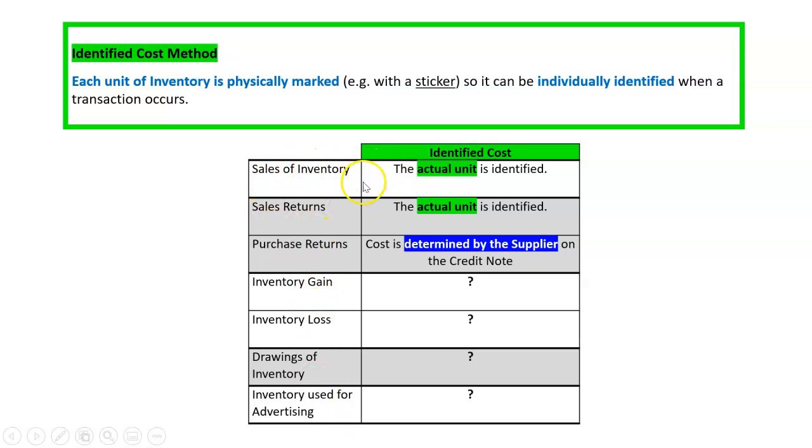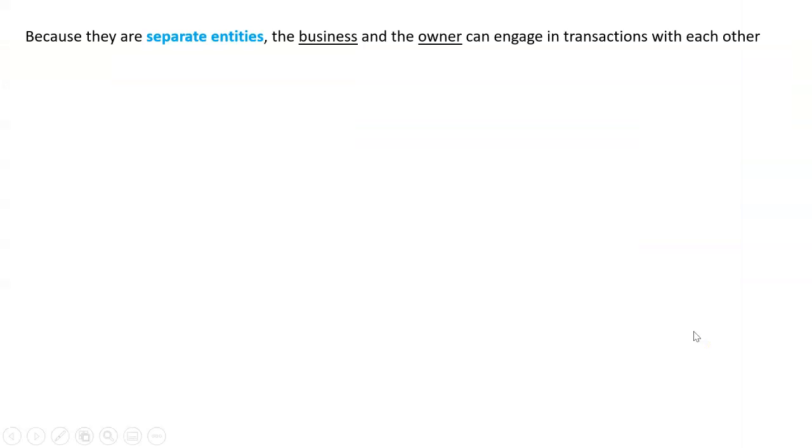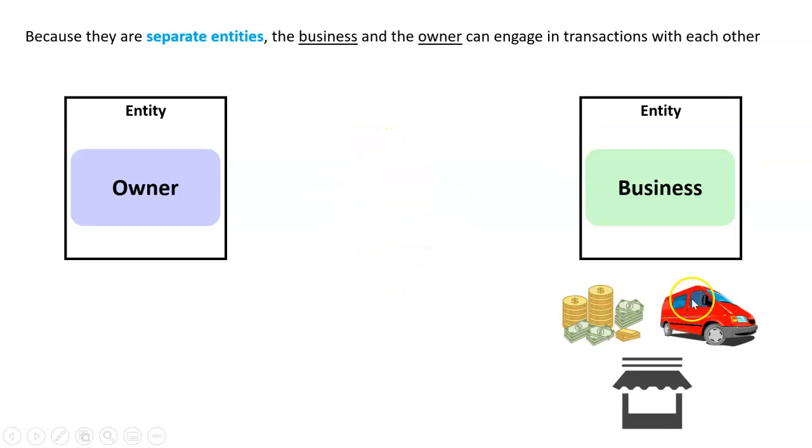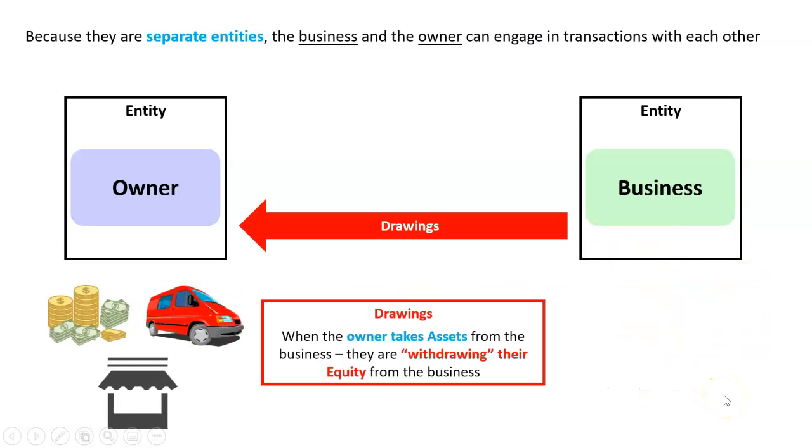We've done a sale and we did returns. So now we're up to this one: drawings. How are we going to deal with drawings? Well, what are drawings? Because they are separate entities, the business and the owner can engage in transactions with each other. So we've got the owner as an entity here, and the business as an entity as well, and they're not the same thing. And what that means is the owner can take out the assets of the business, for example money, a car, a property, and we would call that drawings.